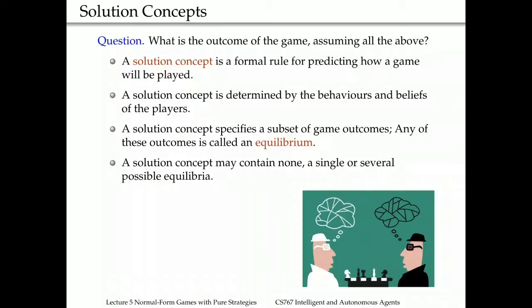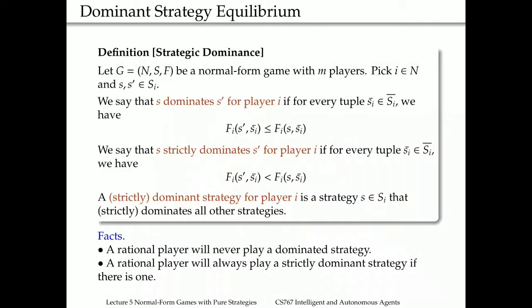Right? So we would, of course, desire a good solution concept that has a certain predictive power that reasonably well captures the agent's behavior. So I want to introduce the simplest solution concept, namely what we call a dominant strategy equilibrium.